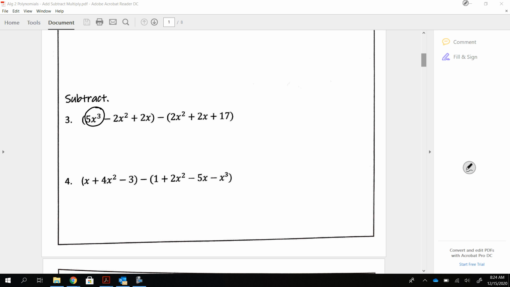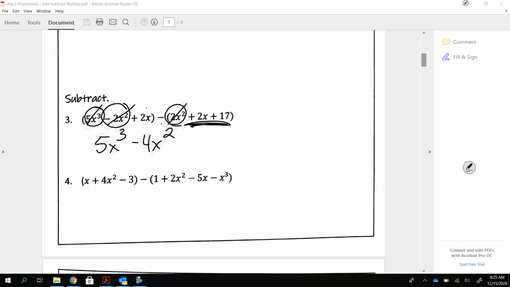Does it have something to subtract with over here? No, it does not. So it becomes part of the answer: 5x cubed. All right, that's done. The negative 2x squared, does it have something to combine with? Yes, it does. Negative 2x squared minus 2x squared is a negative 4x squared. All right, that's done and that's done.